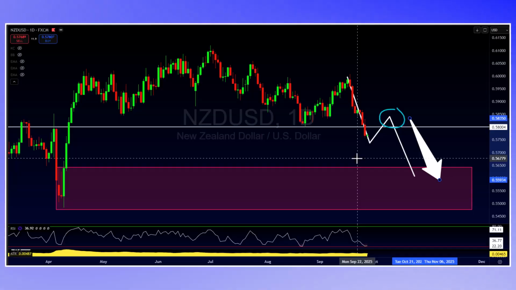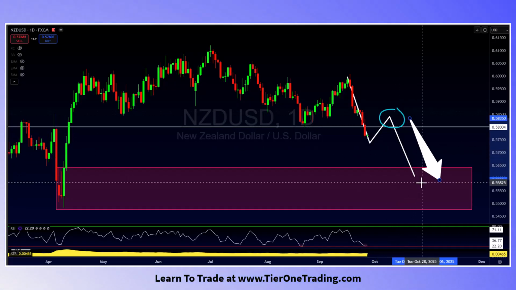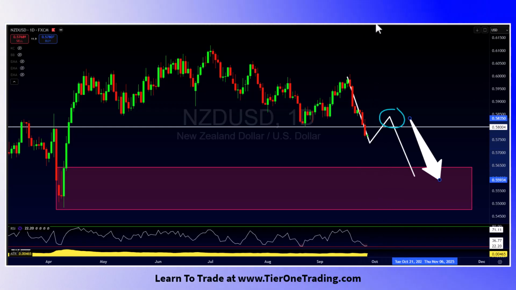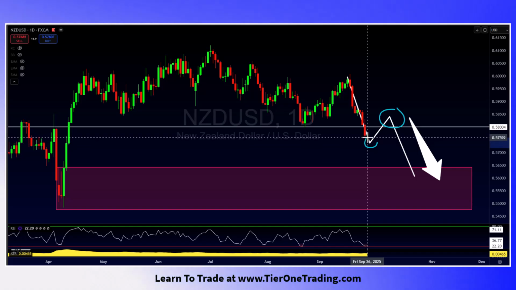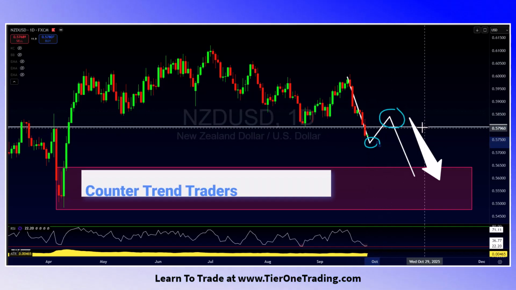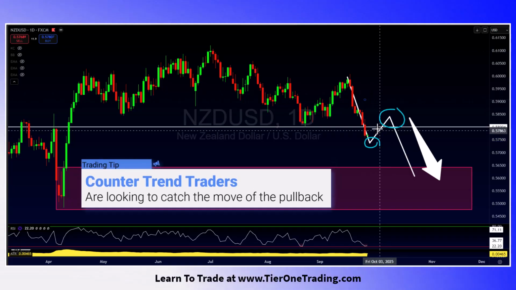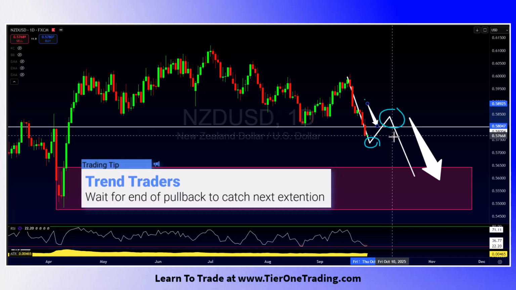So a trend continuation trader is looking to catch the end of this breath and trade it down. A counter trend trader, well, you're looking to catch this move right here. You're looking to catch the pullback, right? So to make it simple, counter trend traders are typically looking to catch the pullback or the retracement. Trend continuation traders are looking to catch the extension.